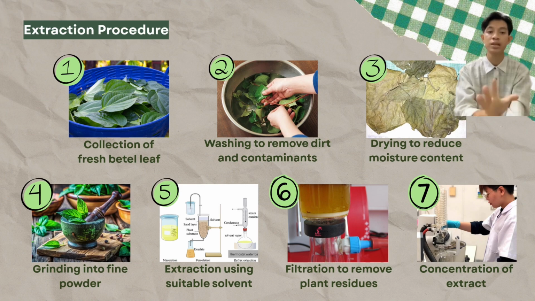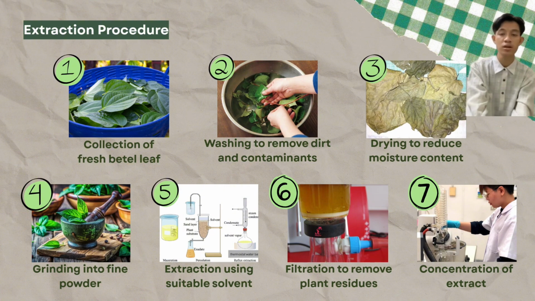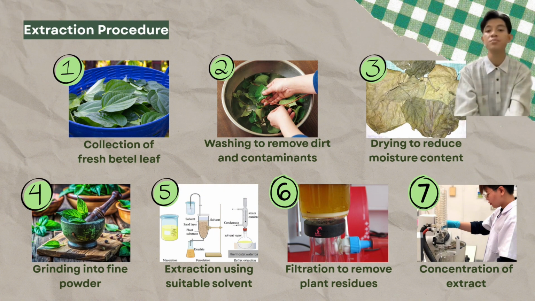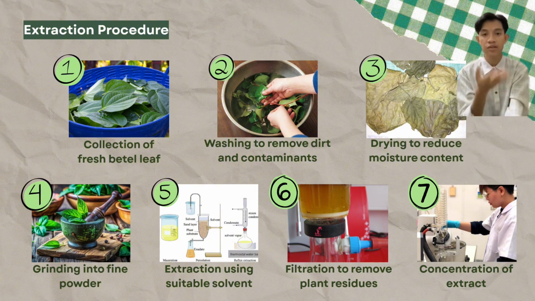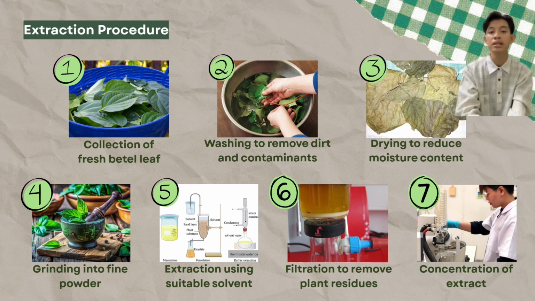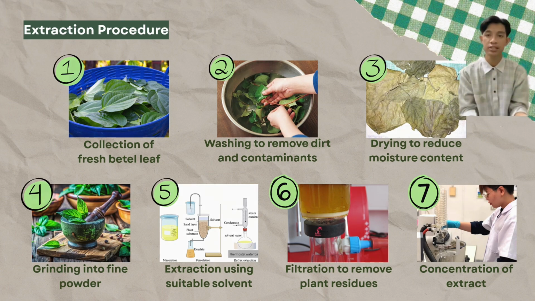Next, we proceed to the extraction procedure of the betel leaf. First, fresh betel leaves are collected and washed to remove dirt and contaminants. The leaves are then dried to reduce moisture content and ground into a fine powder. After that, the powder is extracted using suitable solvents such as ethanol. The extract is then filtered to remove plant residues and finally concentrated to obtain the bioactive compounds responsible for its antimicrobial activity. The concentrated extract is later used for antimicrobial testing against the microorganisms.